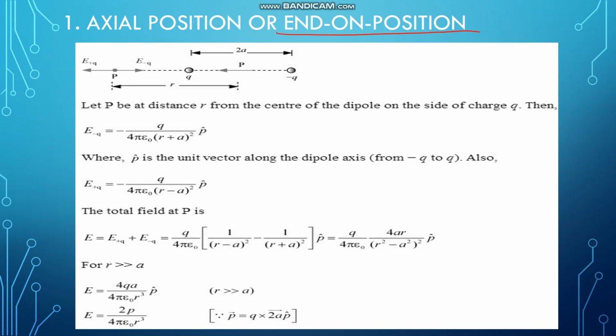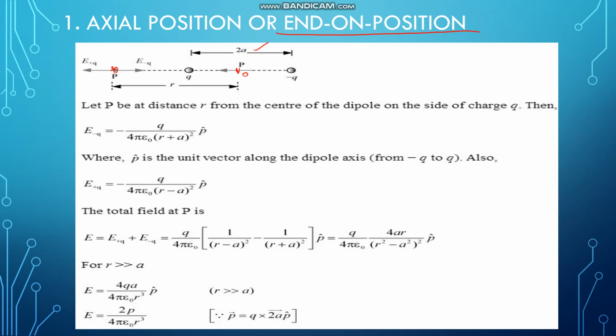Now, as you can see in the diagram, the distance between the charges is 2a. Sometimes we take 2L, and instead of 2L we can take 2a also. Then we have to find the intensity of electric field on the axial line at point P. This point P is at a small r distance from the center of the dipole, O.